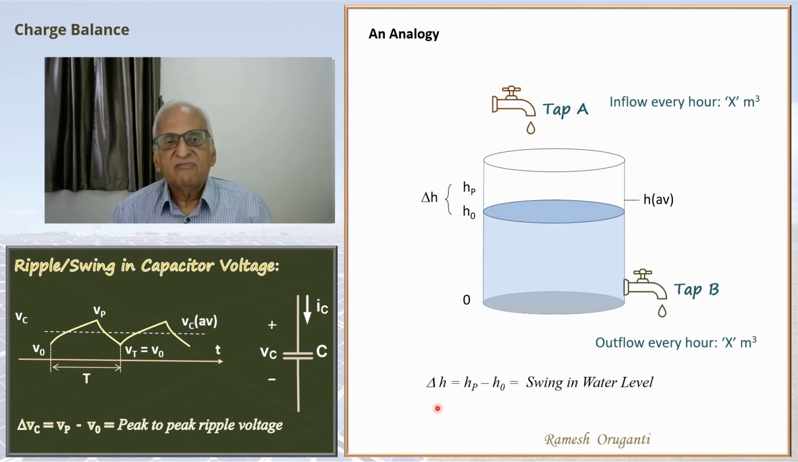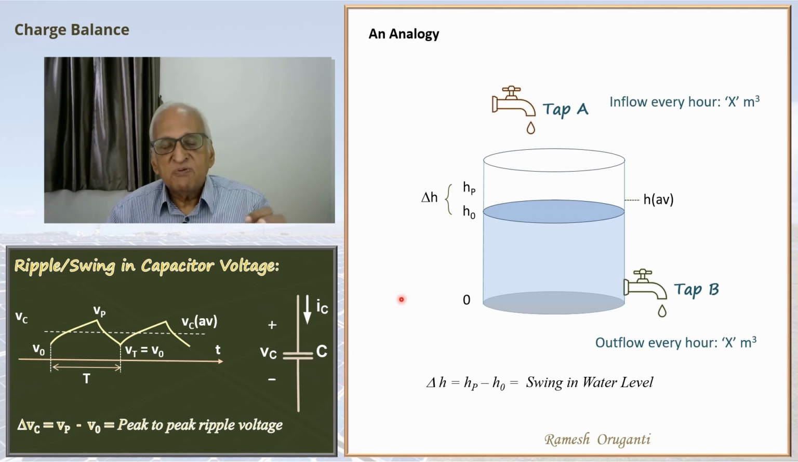Notice that H average is determined by the past history of the water flow. Likewise, VC average is determined by past history of capacitor current. So, by using charge balance, we are not determining VC average. That is determined by the past history of charging and discharging. We are determining VP minus V naught by using charge balance.